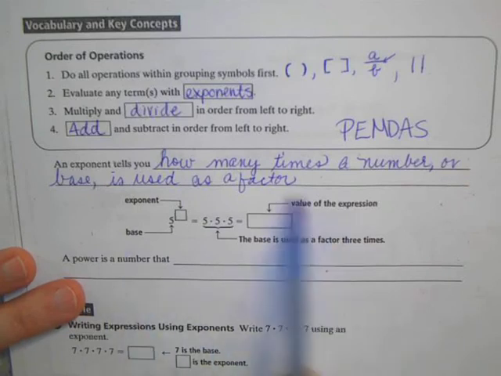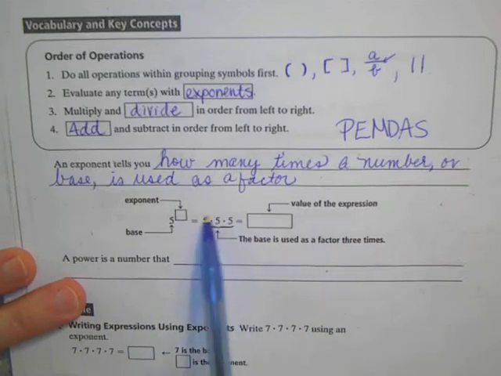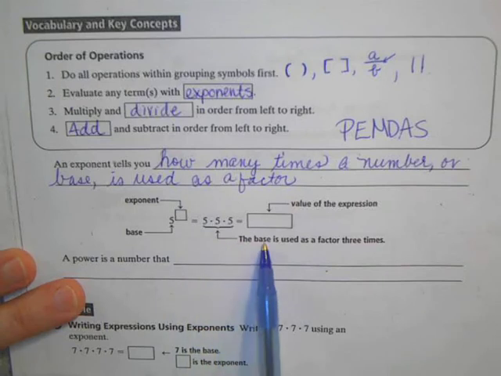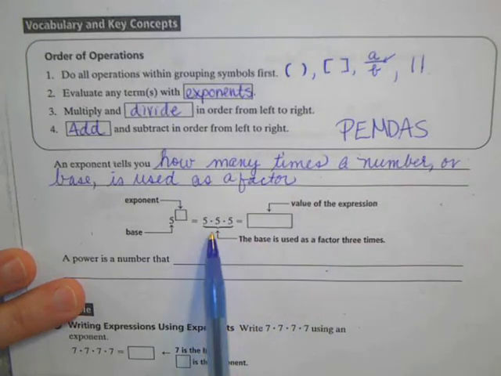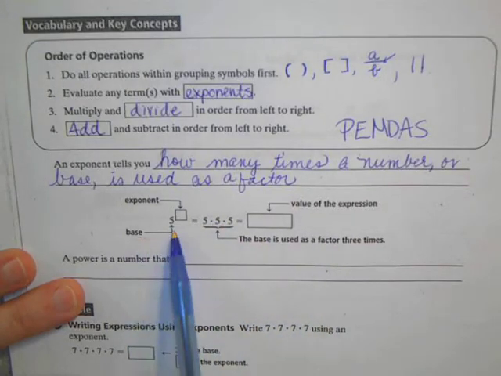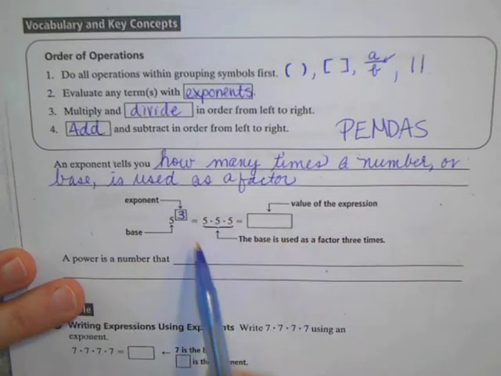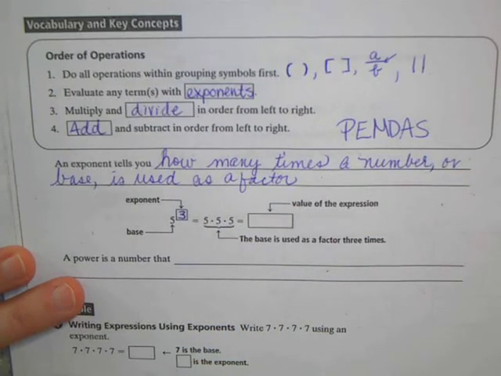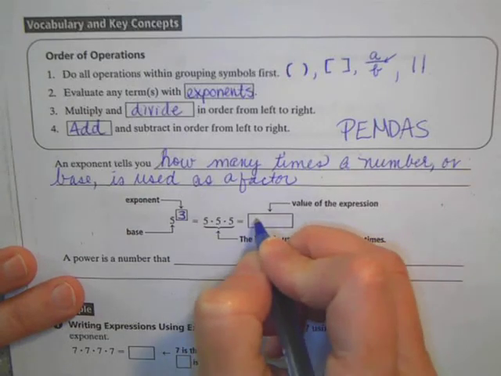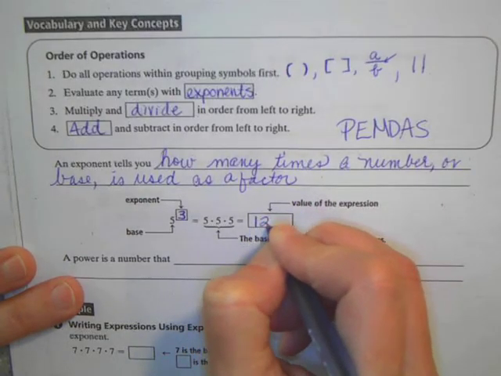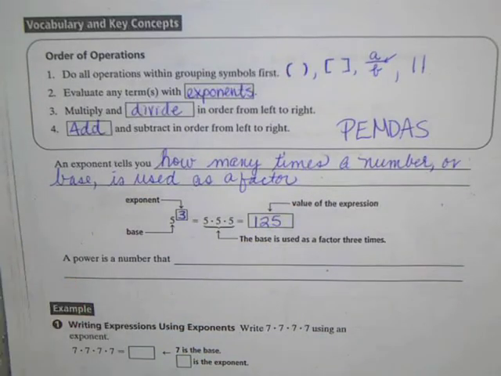Okay, so when I look here, I'm going to start right here in the middle. The base is used as a factor 3 times. Here our base is 5. The exponent is going to be 3 because we have 1, 2, 3 5s. If I wanted to find the value of the expression, I would then either use a calculator or multiplication. 5 to the 3rd power, or 5 cubed, is 125.